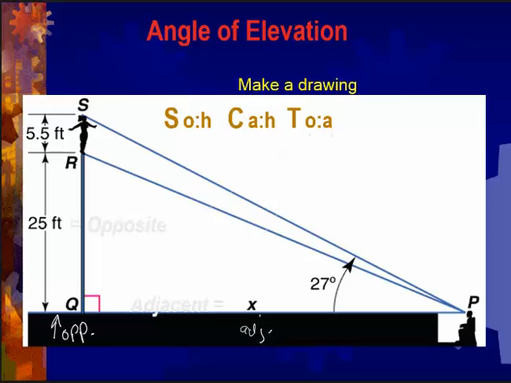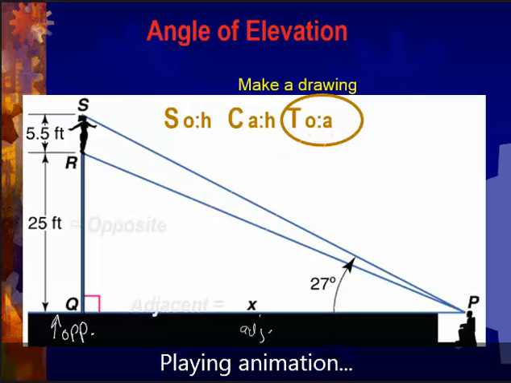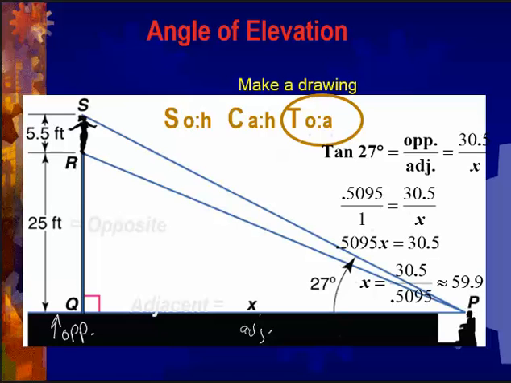And we're going to plug that in. You should be writing this in your notebook. So tangent of how many degrees? Tangent of 27 degrees. Plug that in. Opposite and adjacent, what is your opposite side? It's this 30.5 feet that we combine here. And what is your adjacent side? It is x. So that's how we set this up right here.